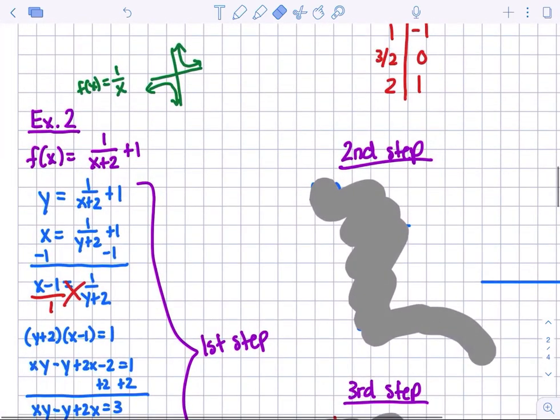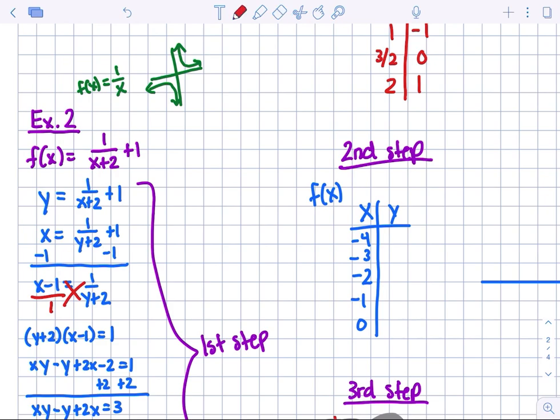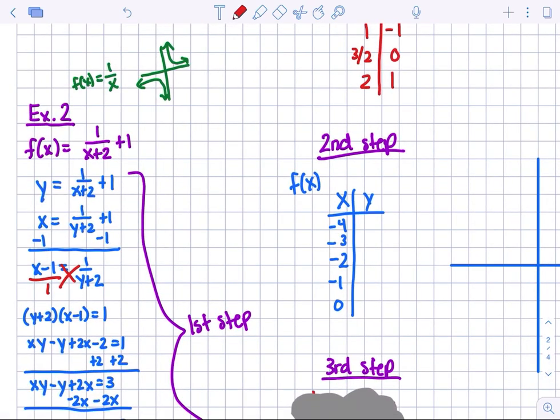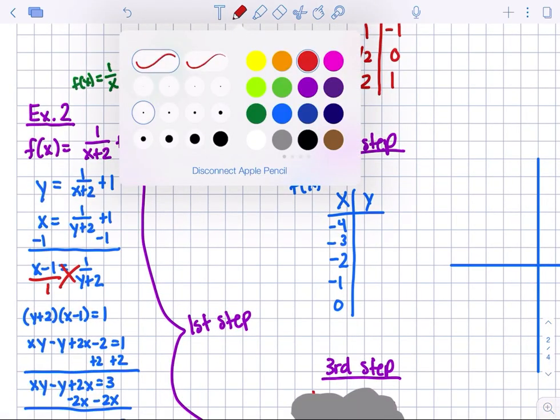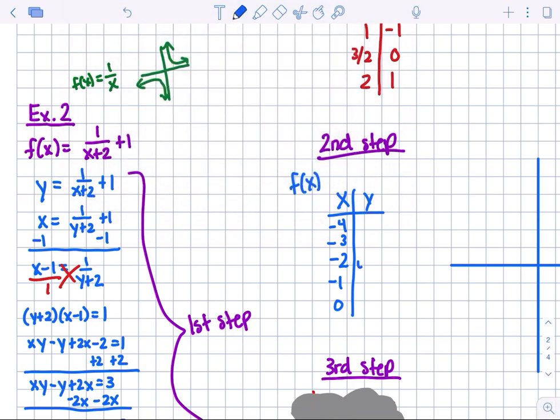So second step, we have to make our points. This is the rule of thumb when you do this. Put the vertical asymptote right there. You set this equal to 0, and that tells you what your vertical asymptote is. Put the vertical asymptote in the middle. So if you put it in the middle, you already know that this is going to be undefined, because if you plug in -2 into here, -2 plus 2 is 0, and you can't have 1 over 0.